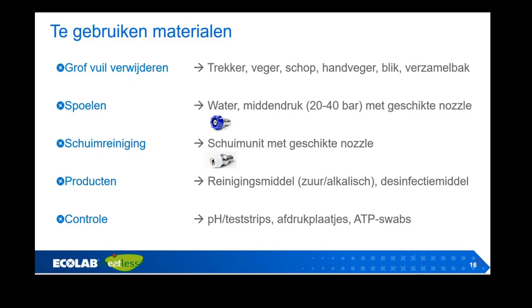You also need the right nozzle. For rinsing, you always need the blue nozzle, and for foaming, you need the white nozzle. Why is that? Because the blue nozzle has an outlet of 30 liters per minute, and the white nozzle has an outlet of 200 liters per minute. So that's almost five times more.